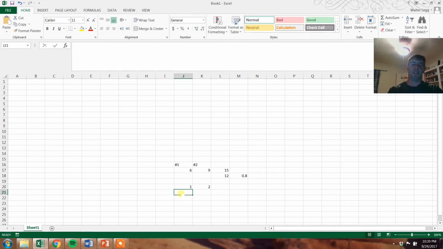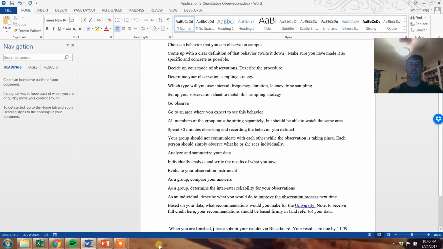Person number 1 sees the behavior occur for 30 seconds. Person number 2 sees the behavior for 45 seconds. So we have a total of 75 seconds there. We agree on at least 30, so we agree on 60. So 60 seconds of agreement, 15 seconds of non-agreement, and interrater reliability, that was coincidence, we're at 80% again. Okay, so that's how you do that.